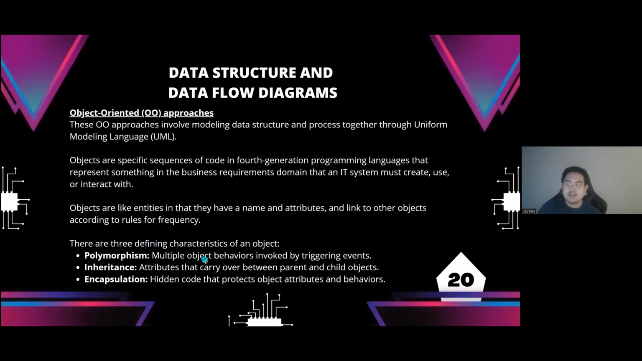So there are 3 characteristics of an object. We have polymorphism, which means multiple object behaviors invoked by triggering events. Inheritance, where attributes can carry over between parent and child objects. And encapsulation, which is hidden code that protects object attributes and behaviors. These 3 characteristics should be in an object so that we can determine that this entity is an object.